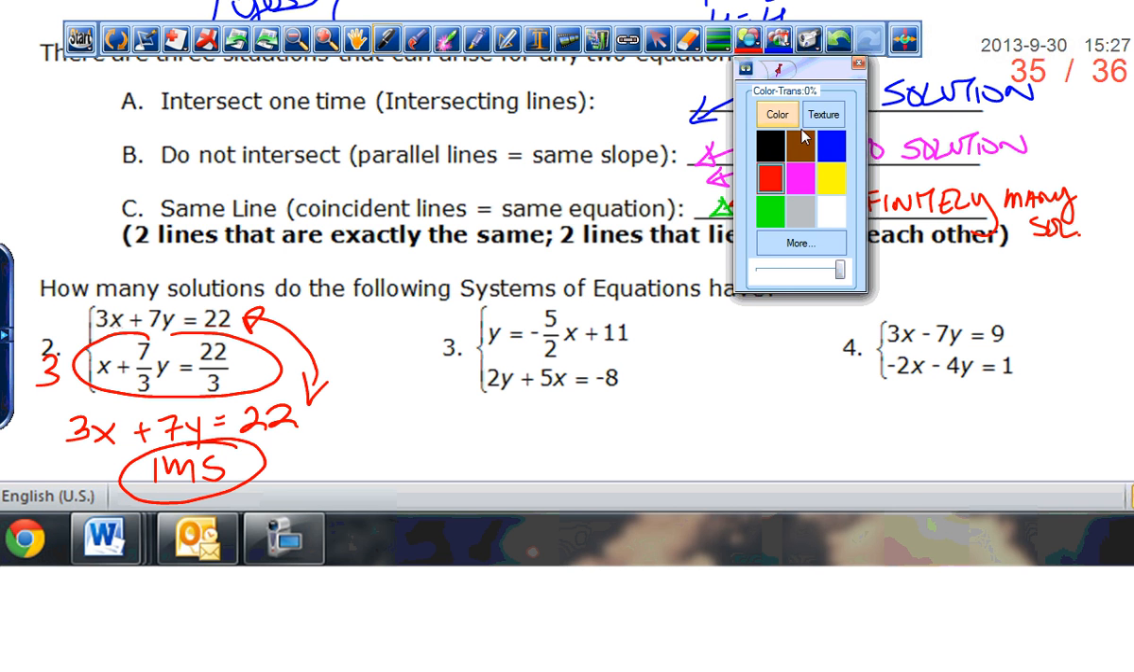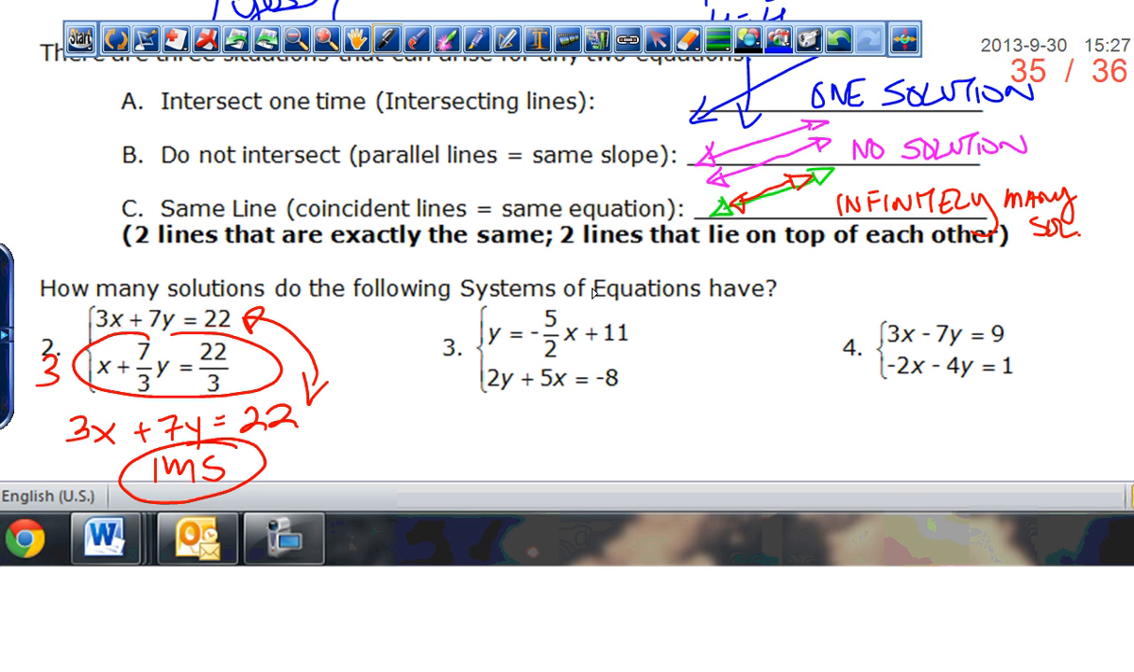How do you know if it's on the same line? You could write all real numbers, I suppose, for infinitely many solutions. When we have the same exact equation, look here. 3x plus 7y equals 22. 3x plus 7y equals 22. That's the same thing. It's infinitely many.